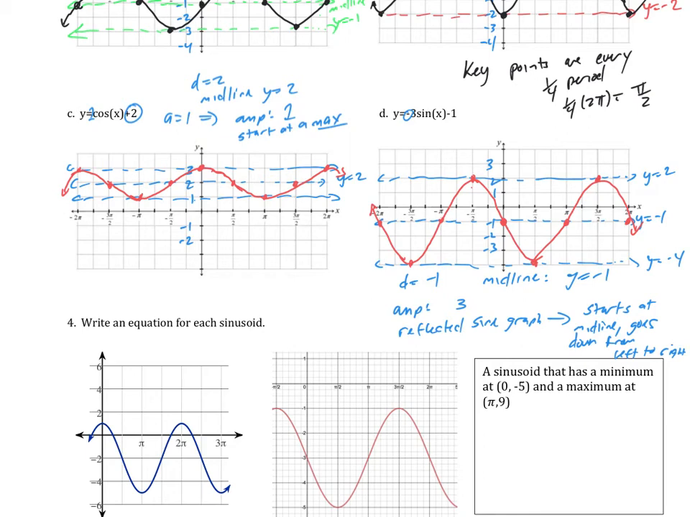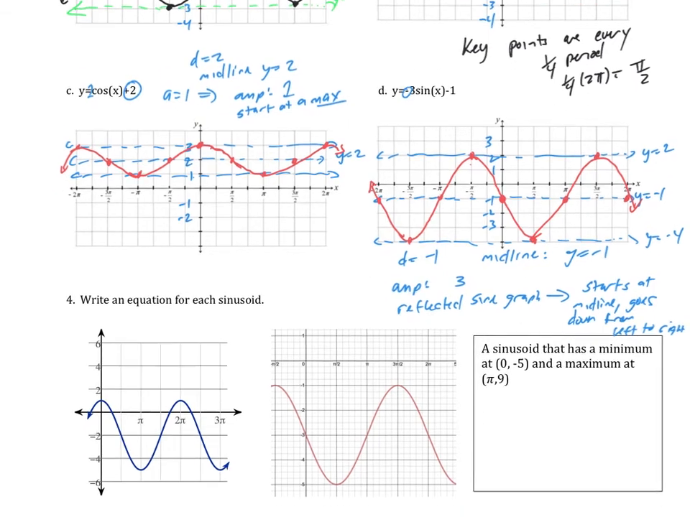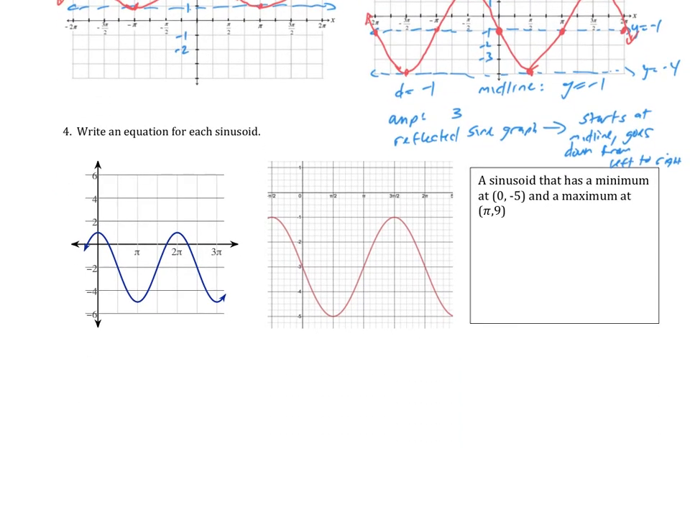In example 4, we're going to do this process in reverse. So we're given a graph, and we need to write the equation. So go ahead, stop the video, see if you can do it on your own. And then if you need help, come back and I will guide you through it. And if you don't need help, then just come back, watch the video, and make sure you agree with the equation that I got.